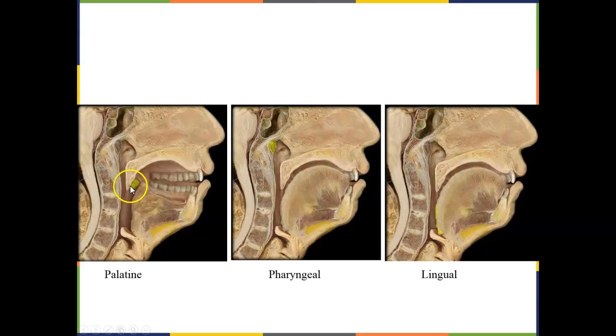And so here you can see the palatine tonsil located at the soft palate, or located where the soft palate would be if there was a soft palate there still. Here you can see the pharyngeal tonsil near the back of the nasal passage. And then we have the lingual tonsils. Those are the ones that typically are never removed.